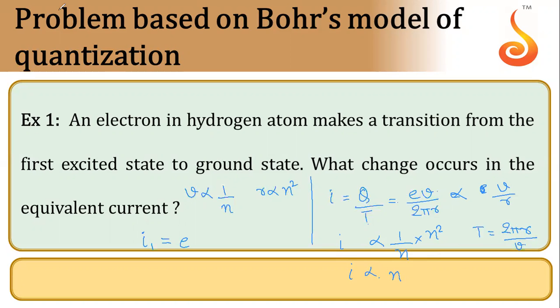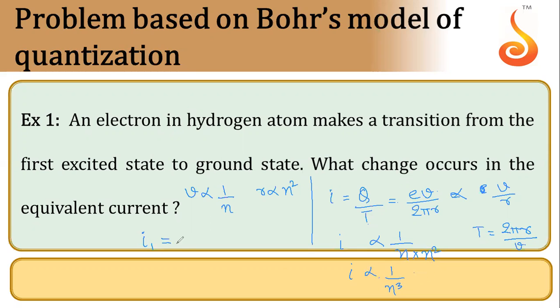Oh no, I've made an error here. One second. In place of velocity, I will substitute 1 by n, and in place of r, I will substitute n square. So it will become n cube here. So we will say that current is directly proportional to 1 by n cube, where n is the orbit.